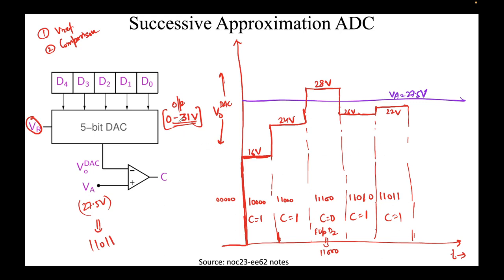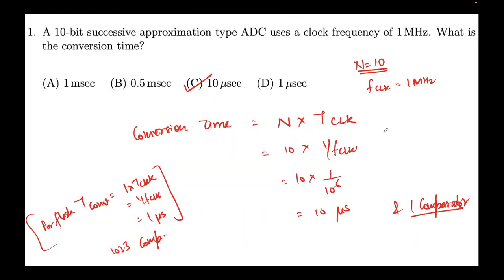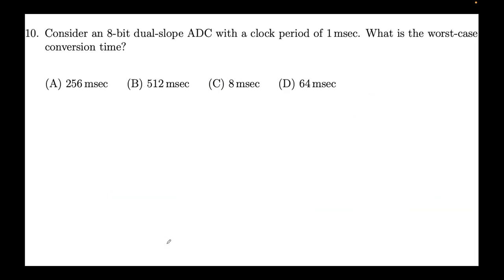To be more clear, in this example I've chosen the values of VR, RF and R such that the output is 0 to 31 volts and all integers. That's not always the case. I've done that just to illustrate the successive approximation ADC. So N times T clock. The frequency is given as 1 megahertz, so the time period is 1 microsecond. Total conversion time comes out to be 10 microseconds, and it uses 1 comparator. On the other hand, for a flash type ADC, the conversion time is 1 microsecond. It requires only 1 clock pulse, but it will require more than 1000 comparators.